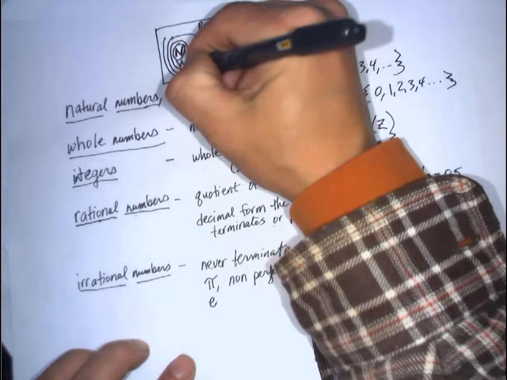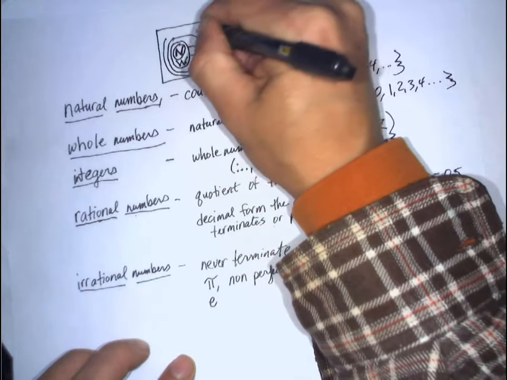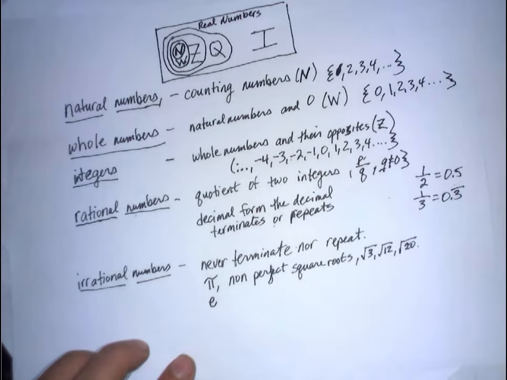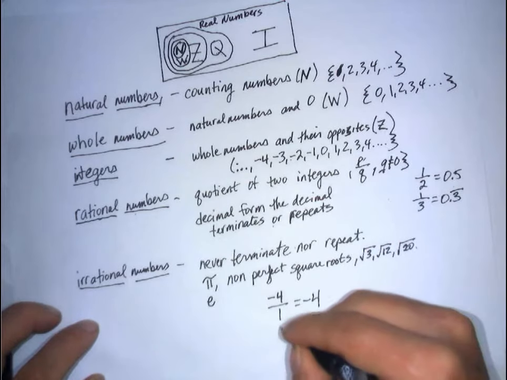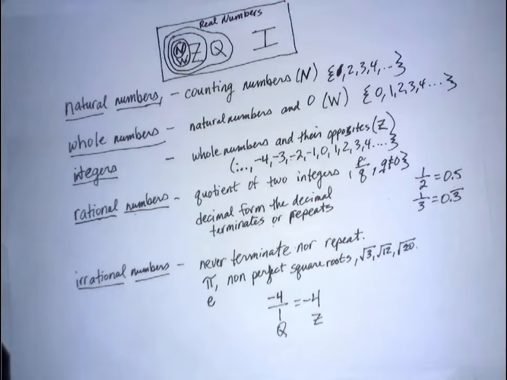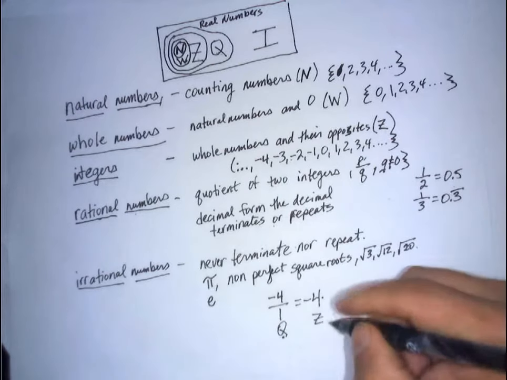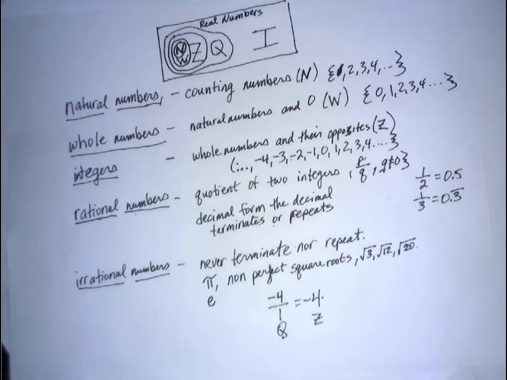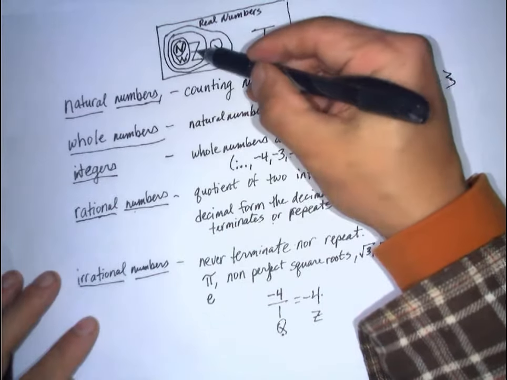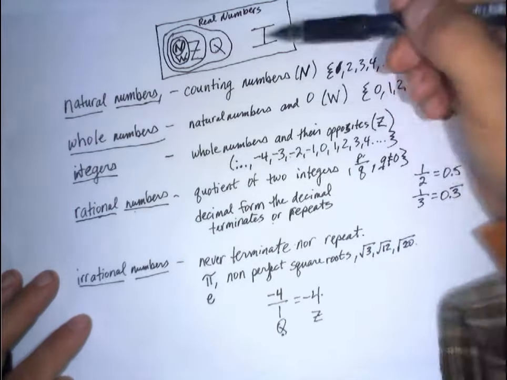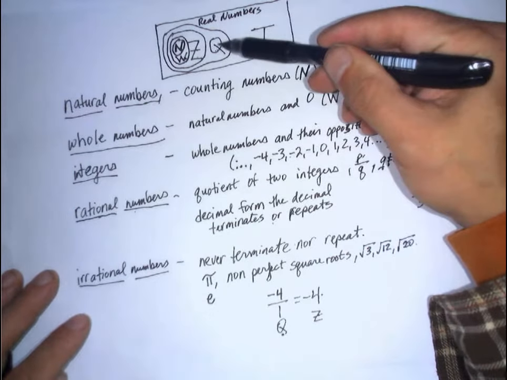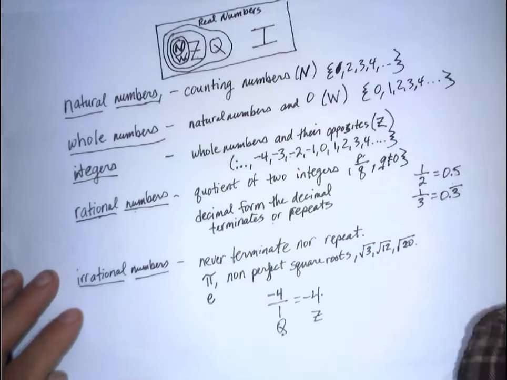For example, -4/1 is a rational number. It's a quotient of two integers, but it's also -4. So -4 is a rational number, and it's an integer. But it's not a whole number. Not all the integers are whole numbers. That's why it's not in that circle. But all the whole numbers are integers. And these two types of numbers, rational and irrational, make up the real numbers.